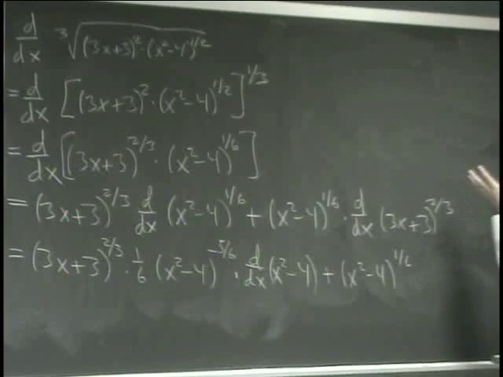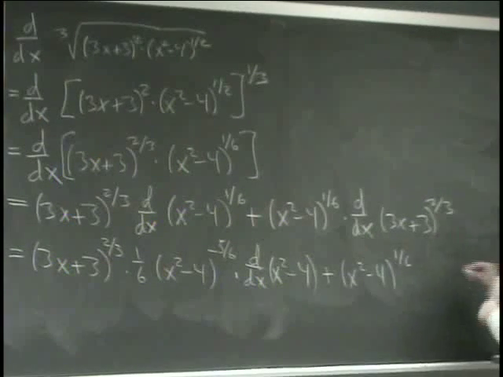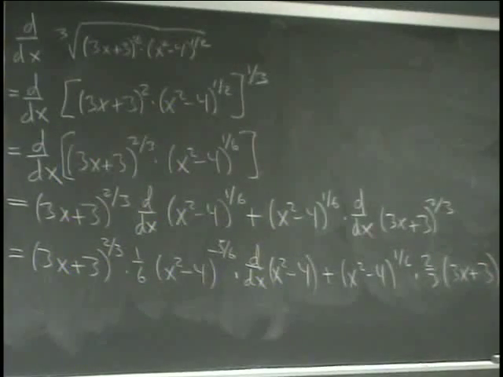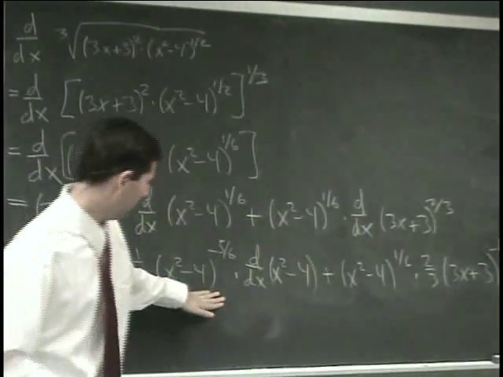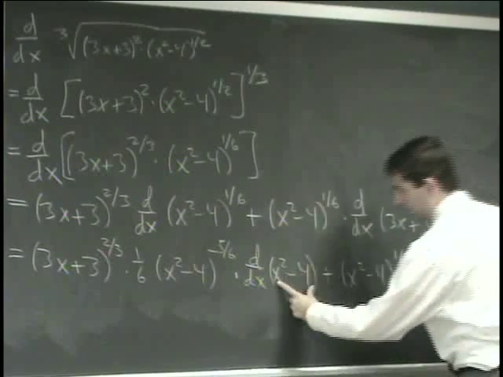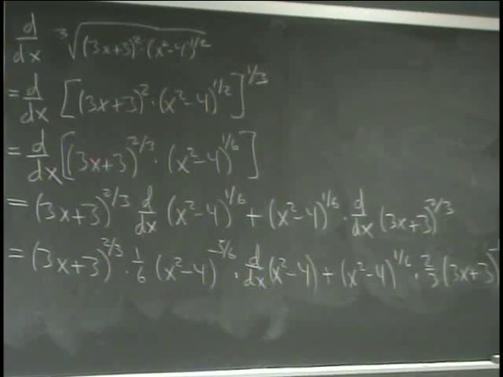Well, again, I'm going to use the power rule and the chain rule at the same time to get 2/3 (3x plus 3) to the 2/3 minus 1, which is negative 1/3, times the derivative of the inside, 3x plus 3. Okay, so all of this stuff, not including that, is now done. The only thing we have to compute are these very simple derivatives: x squared minus 4 and 3x plus 3.